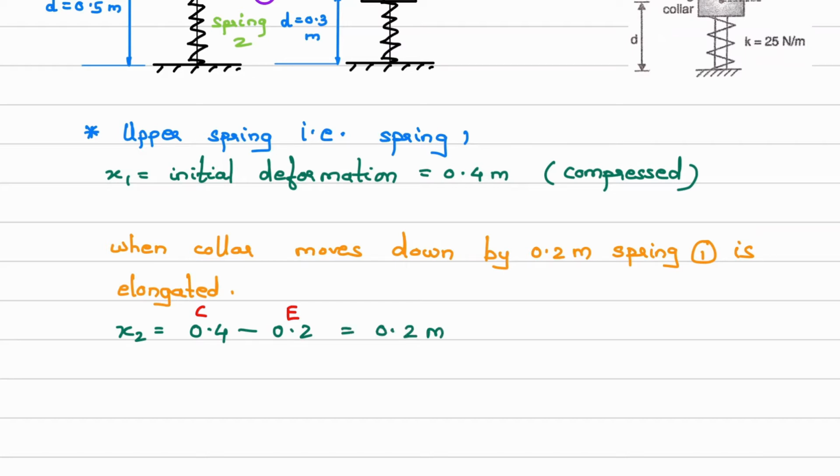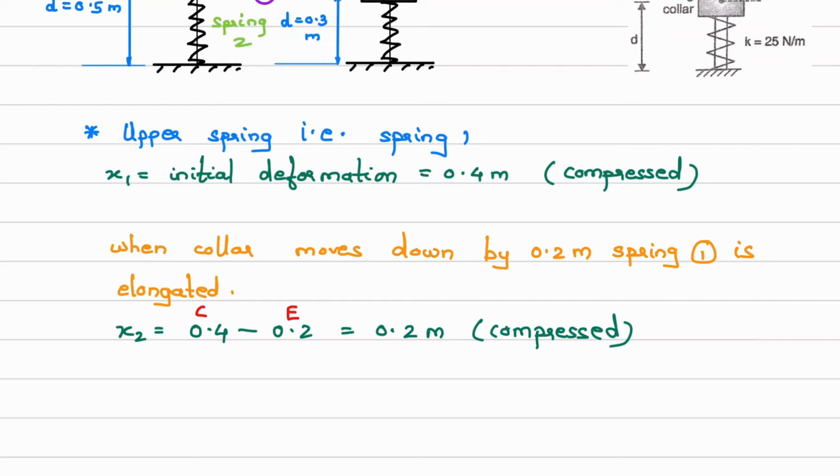And again, since this value has not become 0, if you see the expansion, it has not overcome the compression. And this value is not greater than 0.4, meaning still the spring is in compression, even after elongation. So this spring is compressed.